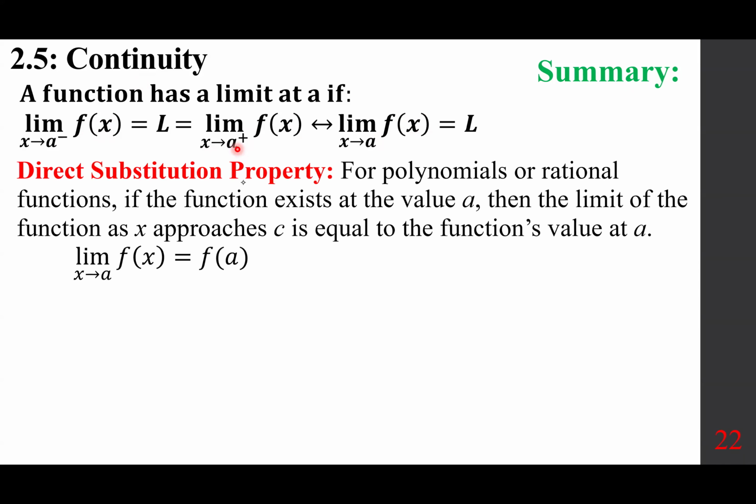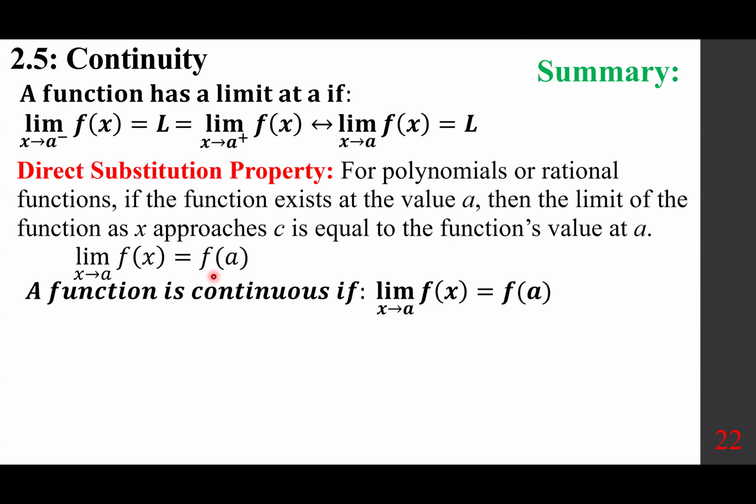Now, direct substitution property. For polynomials or rational functions, if the function exists at the value a, then the limit of the function as x approaches a is equal to the function's value at a. In other words, limit of f of x as x approaches a equals f of a. A function is continuous if the limit of f of x as x approaches a exists and it's equal to f of a. That means the functional value. So I hope that's pretty clear, everybody.